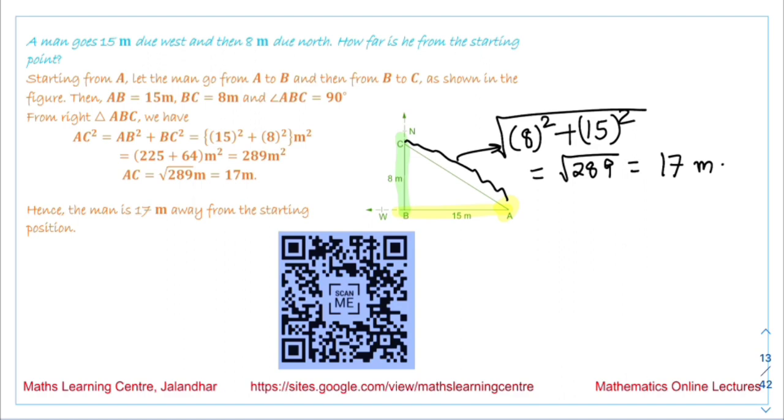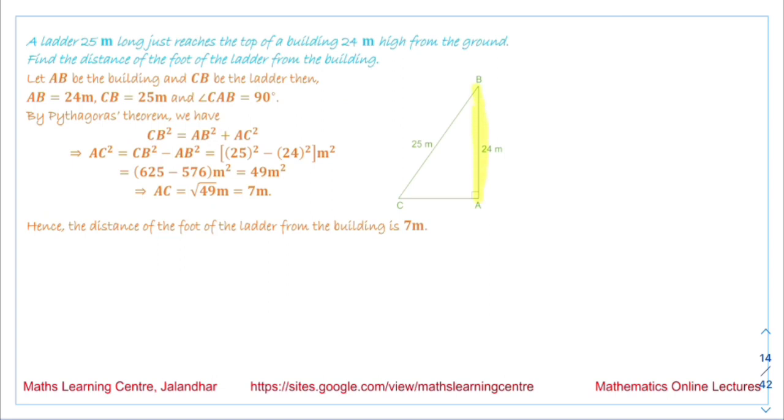So we are saying that the man is 17 meter away from the starting position. Now next we have a ladder 25 meter long that just reaches the top of a building. We are saying the length of the ladder is BC, and the height of the building that is given to us is 25 meter high from the ground. It is a building over here, it means this angle is 90 degree.